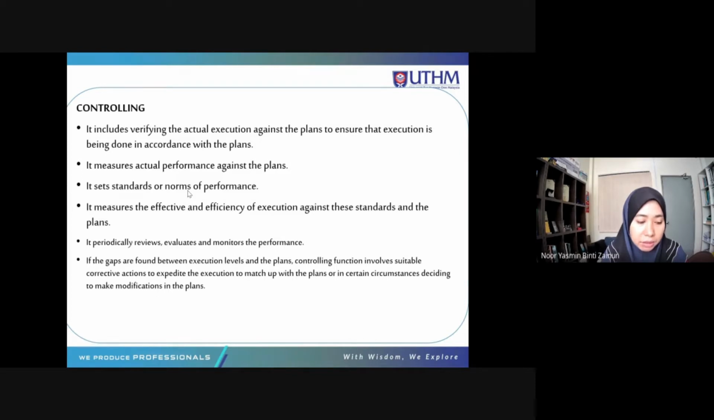Number 3 is controlling. So it includes verifying the actual execution against the plan to ensure that execution is being done in accordance with the plans. Because we had our plans, and then we want to control so that everything is done accordingly to our plan. Okay. It measures actual performance against the plan.